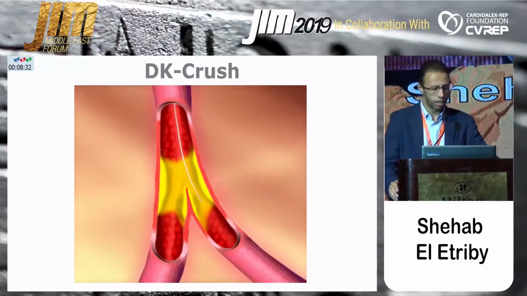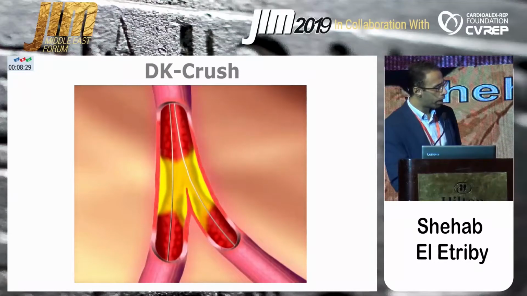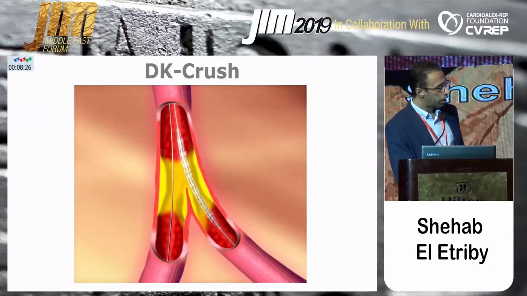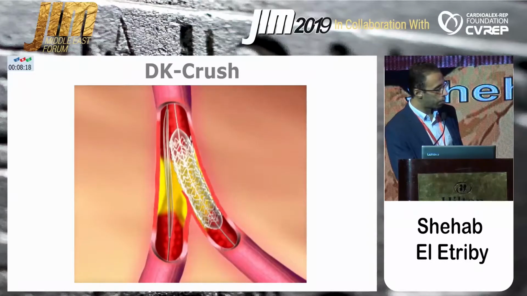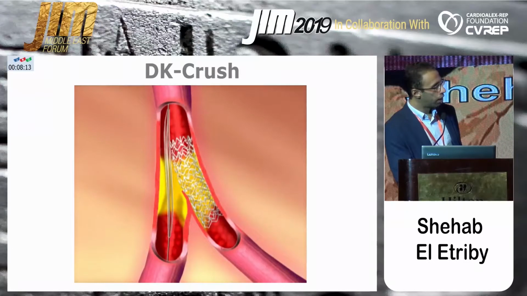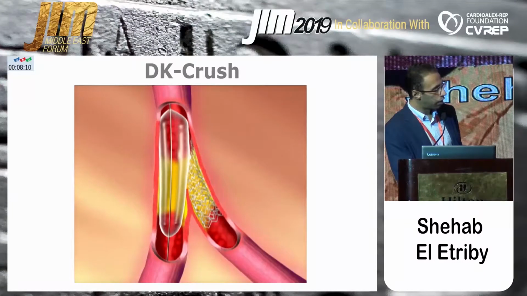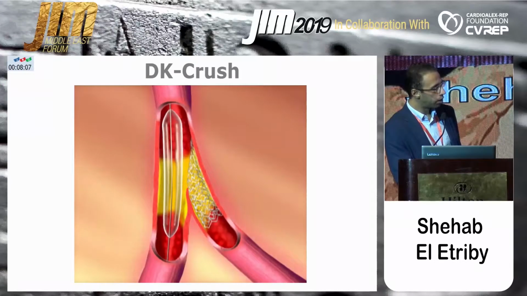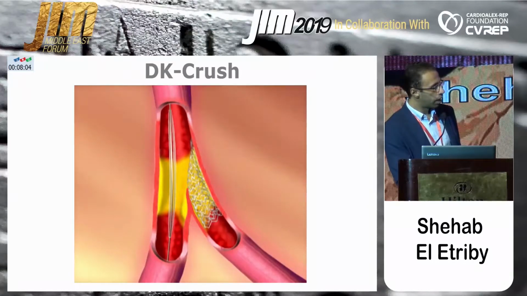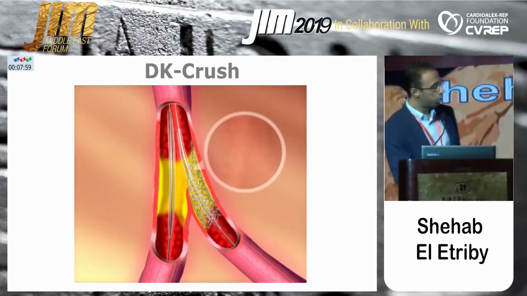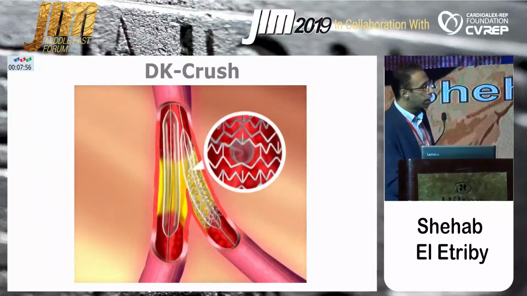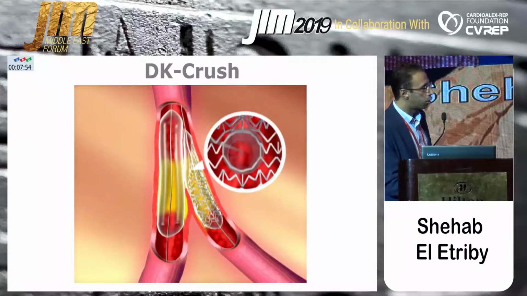So to revise the steps of the DK crush, you wire both branches and then you predilate and then you put a stent with minimal protrusion in the main branch. You put a stent in the side branch with minimal protrusion in the main branch with the balloon part in the main branch 1-to-1. And then you remove the wire and balloon and you crush with the balloon of the main branch the side branch stent. Then you recross from the proximal or the mid struts, not from the distal, and you do the first kiss. And you can see here that the struts are open.